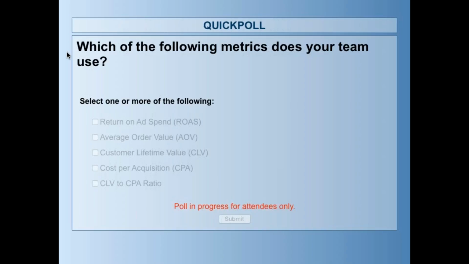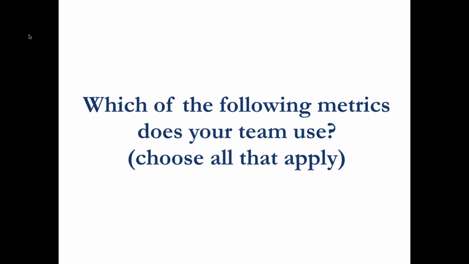We're going to quickly launch with a poll before we get started. And the question we're asking is, which of the following metrics does your team use? There are 5 options. First, return on ad spend, then average order value, customer lifetime value, cost per acquisition, and then CLV to CPA ratio, sometimes called CAC, your customer acquisition cost. So we'll give you guys a couple of minutes to answer that, and then we'll get the presentation started.